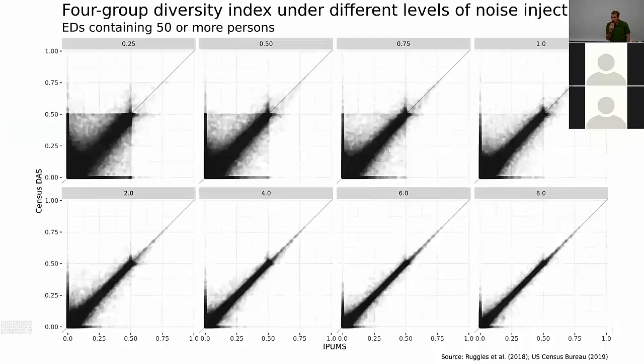And so here we see the 4-group diversity index for enumeration districts containing 50 or more individuals. And I think here you can see that, even up to epsilons of 1 or 2, as we compute these diversity indexes, you're getting a lot of inaccuracy. The noise infusion is really giving you some interesting results. And then the other interpretation to make of this is that 0 is that the ED consists of 1 race group only, and a value of 1 is that the population is split perfectly. So 25% of the ED's population is in each of those race groups.